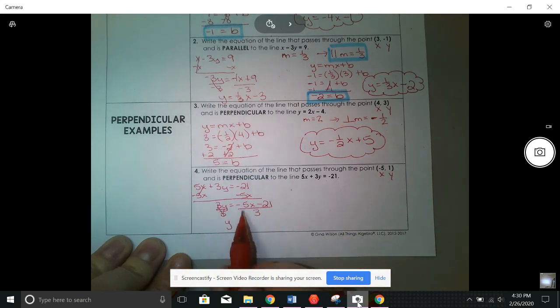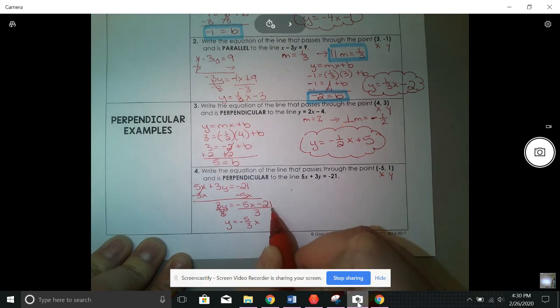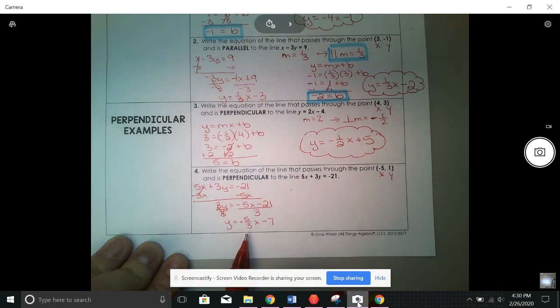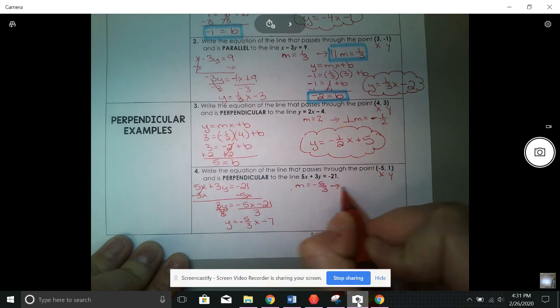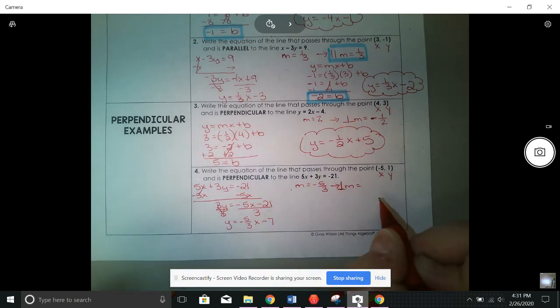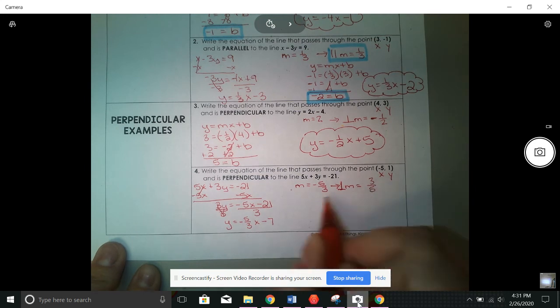So y will be equal to negative 5 over 3, which can just be written as a fraction, but it can't be reduced. Negative 21 over 3 can be reduced to negative 7. So the slope of this line is now negative 5 over 3. It's really easy to see now because it's in the m position. So to build the perpendicular slope, I need to flip the fraction and change it from a negative into a positive.